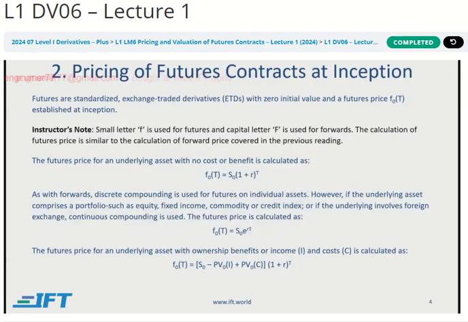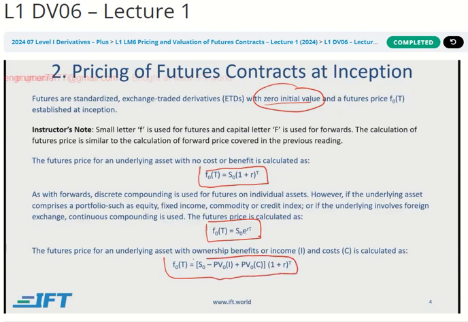So starting off with pricing of futures contracts at inception. This is very similar to forwards, because forwards also have a zero initial value when the contract is started, and so do futures. So futures and forwards are very similar in this aspect, that their initial contract value is 0. And the pricing is also the same. You might feel that this is a very familiar looking formula, and so is this one, and so is this one. All these 3 formulas must be looking familiar to you from the previous videos.